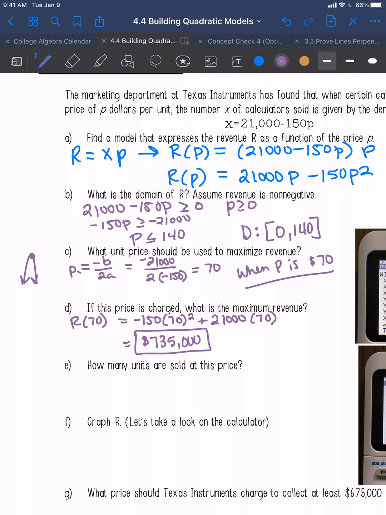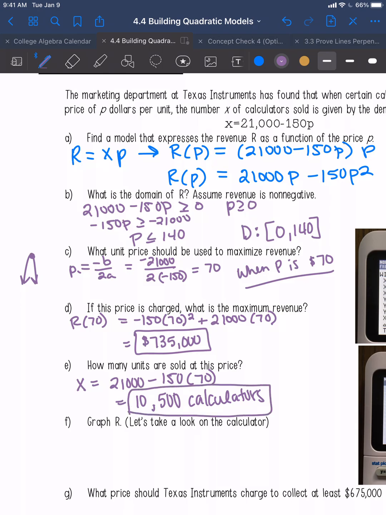So in order to make that amount of money, selling each calculator at $70, we need to figure out how many calculators we need to sell. So how many units are sold at this price? We're going to use our X equals 21,000 minus 150P. So X equals 21,000 minus 150 times the $70 price. And when we do that, we get 10,500 calculators would need to be sold at that price to meet our maximum revenue of $735,000.